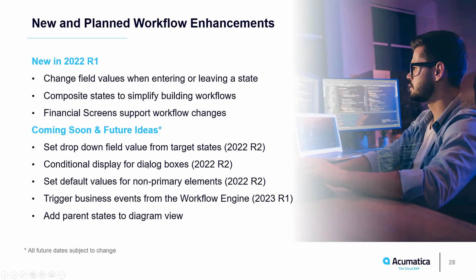We're going to be allowed to change the drop-down field values based on the target state. So if I had a combo box or something else that I wanted to use values that came from a future state, that's now going to be possible. Dialog boxes: if I wanted to show different dialog boxes for a particular action or state, you'd have to create different states or actions for it. Now you have a conditional display, so a dialog box will only display if certain conditions are met. So that's going to be available as well.